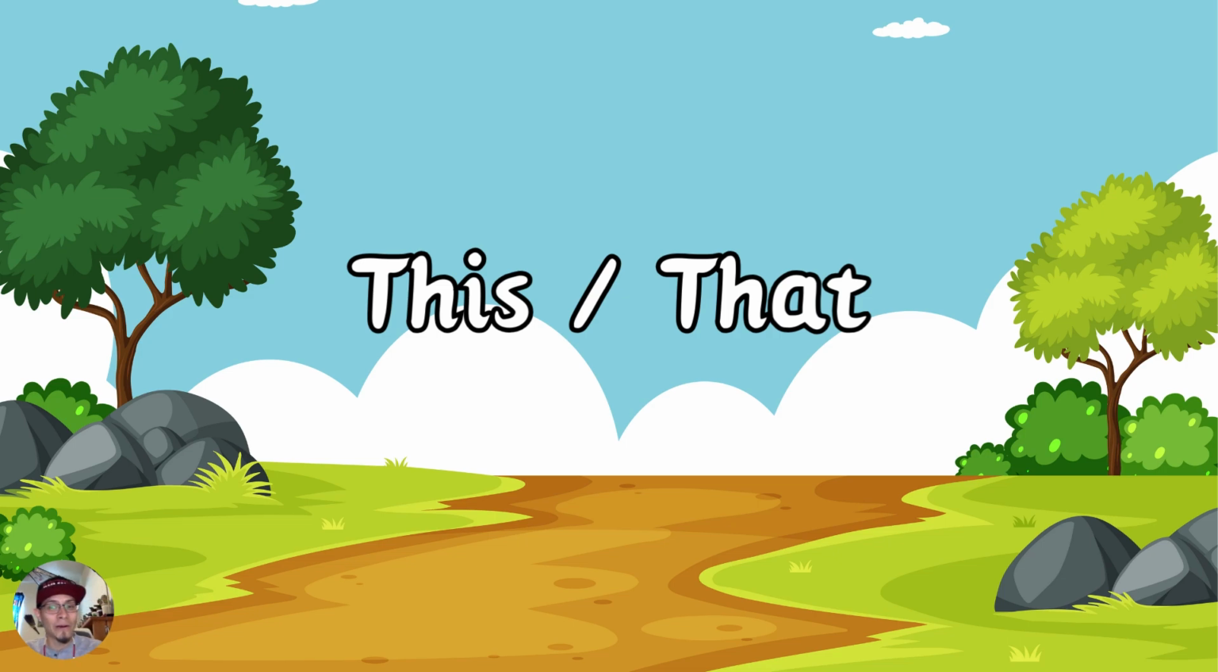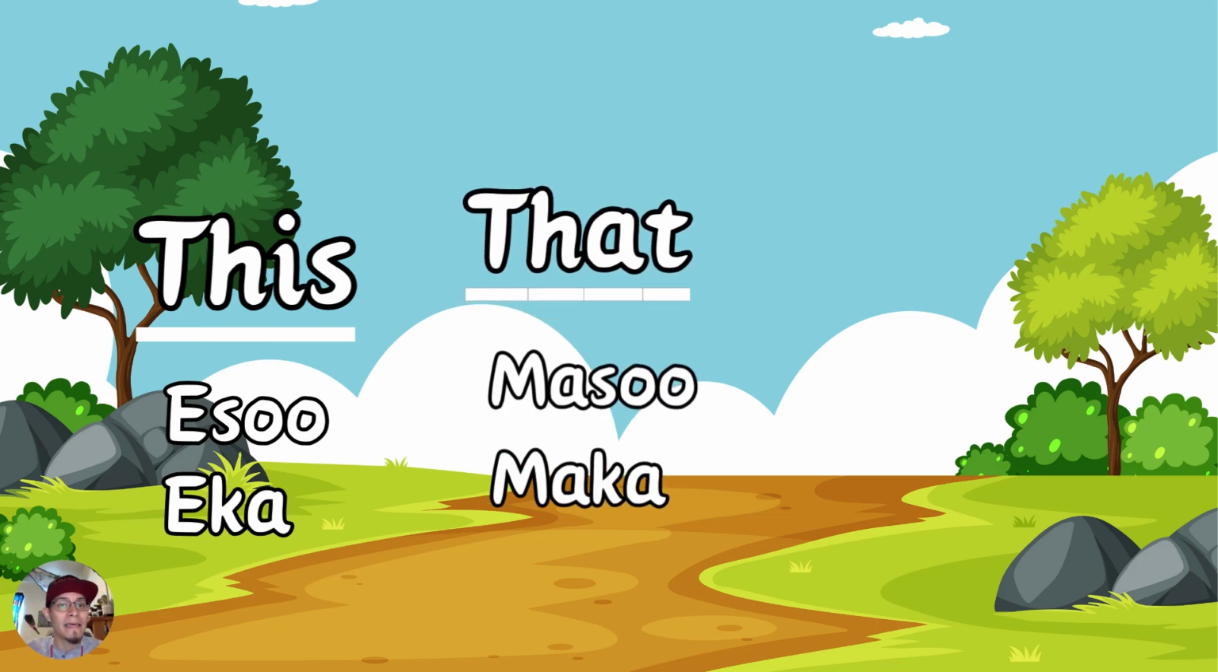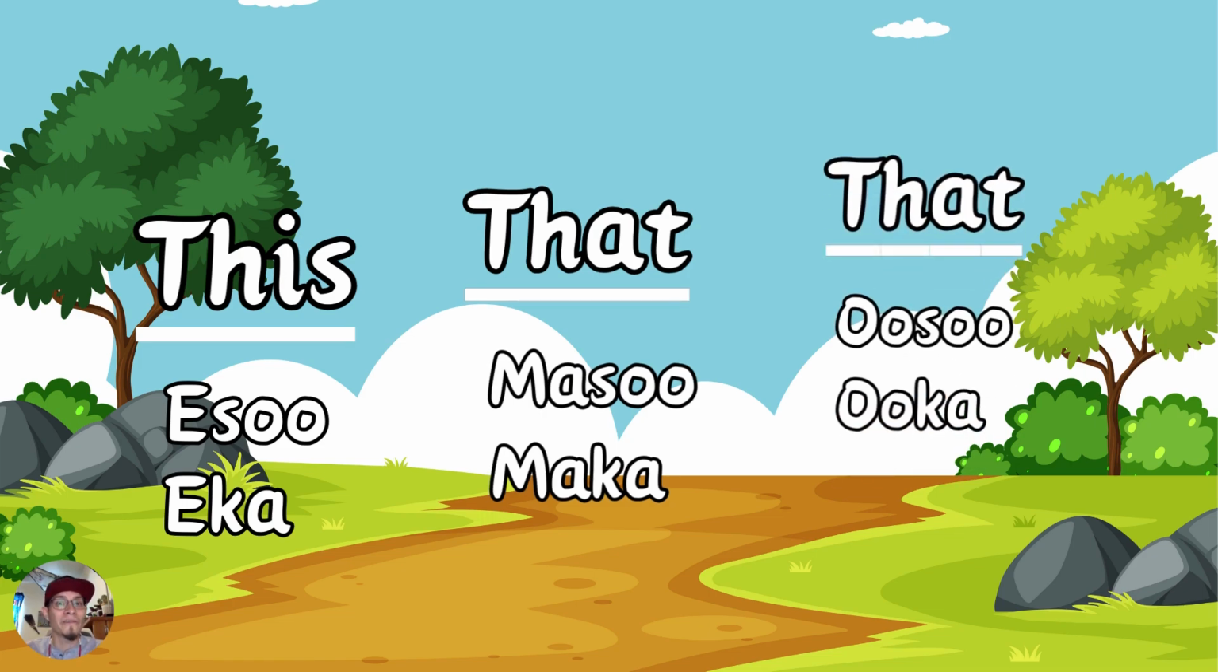This or that. Okay, so in Numu, this, subject form, ishu. Object form, ikya. That, when it is a short distance away, not a long distance away, subject, masu. Object, maka. Another word for that, long distance away, subject form, usu. Object form, uka.